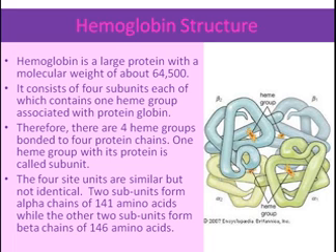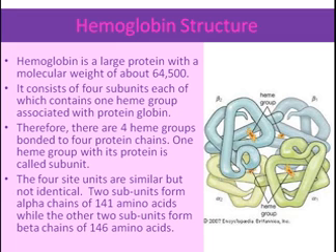So next is the hemoglobin structure. Hemoglobin is a large protein with a molecular weight of about 64,500 and consisting of 4 subunits, in which one heme group is associated with the protein globin. Hemoglobin consists of two words, heme and globin. Heme means red and globin means protein. So basically the color of the blood is red due to the presence of hemoglobin, and it has an extensive tendency to bind with oxygen to form oxyhemoglobin.